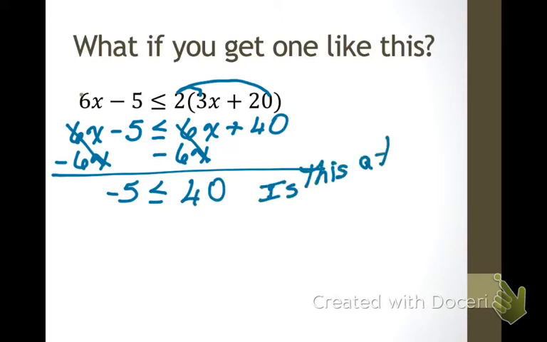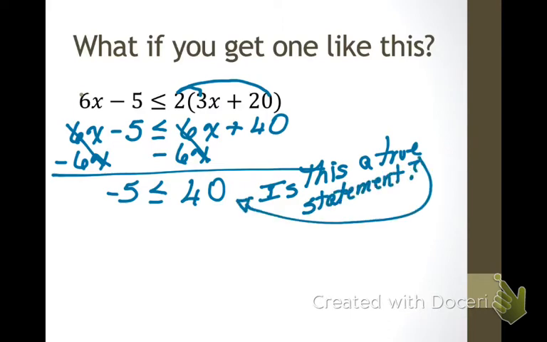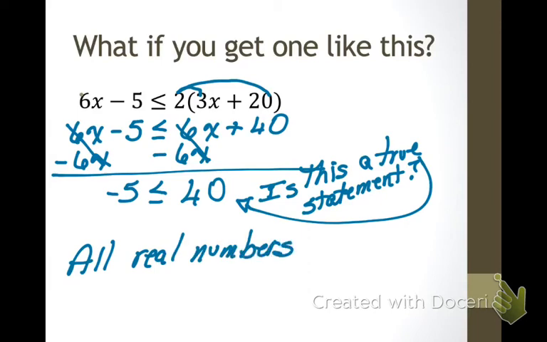And I have to ask the question, is this a true statement? Is negative 5 less than or equal to 40? And indeed it is. So the answer to this question would be all real numbers. I could put any number in for x and I would get a true statement. To graph all real numbers, you use a number line and fill out the whole number line. Now, if I had solved this and I'd gotten a false statement, then it would be no solution.